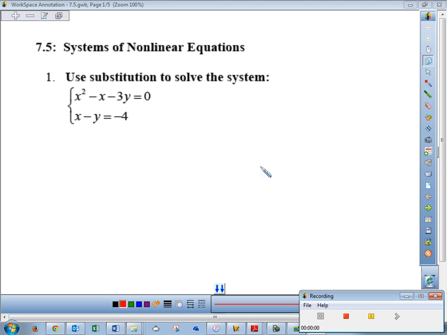Section 7.5 in college algebra. Solving systems again, just not linear systems every time. You can see the first one is quadratic, because the biggest exponent is the 2. This one is linear, and we have to solve them how they tell us to solve them.